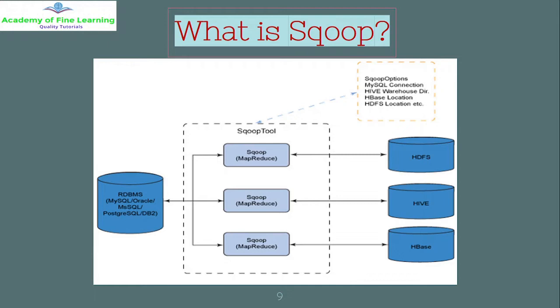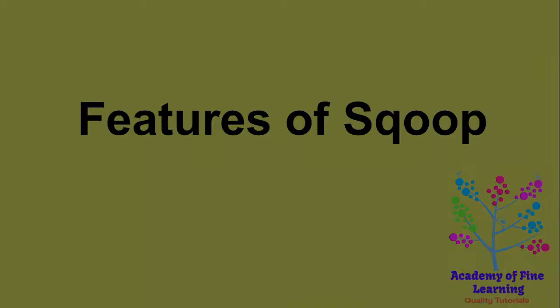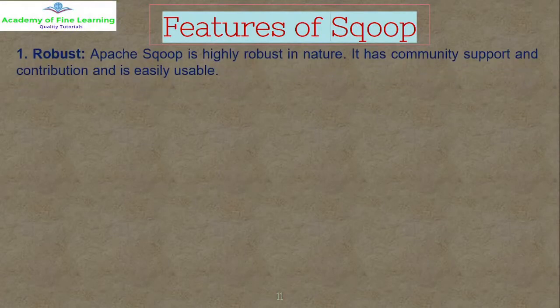Now we'll go through the features of Sqoop. What are the features we have? We'll go fast. First of all, it's robust. Apache Sqoop is robust. It has community support, meaning there are a lot of people in the world who are using RDBMS and HDFS to transfer data between them, and they are using Sqoop. So they have an online community, so you'll get support. If you have some issues or problems and you are stuck, then you can get support from the community.